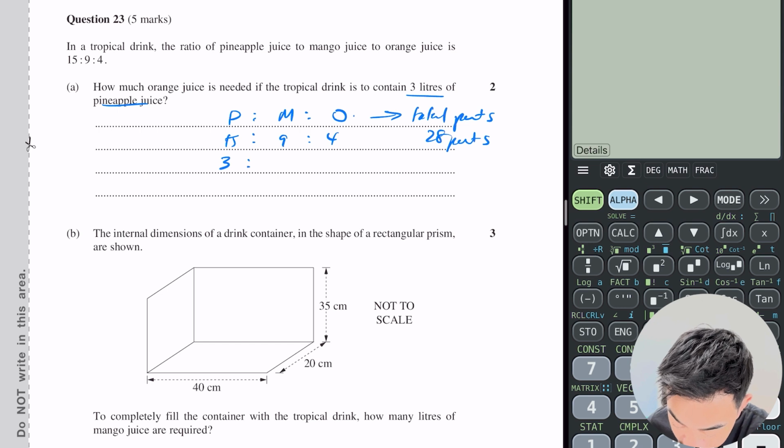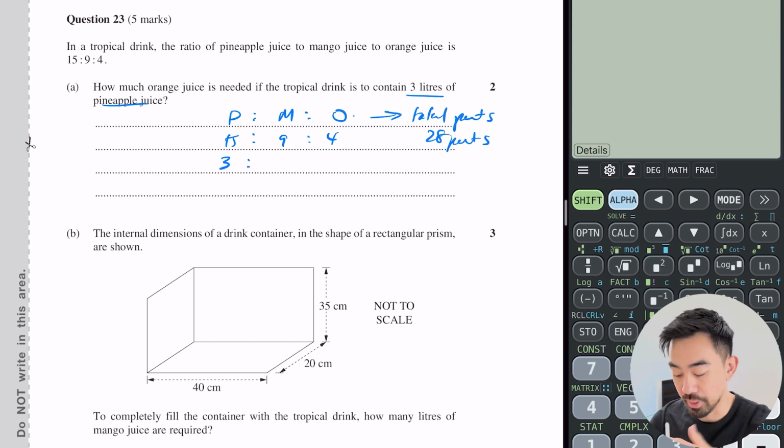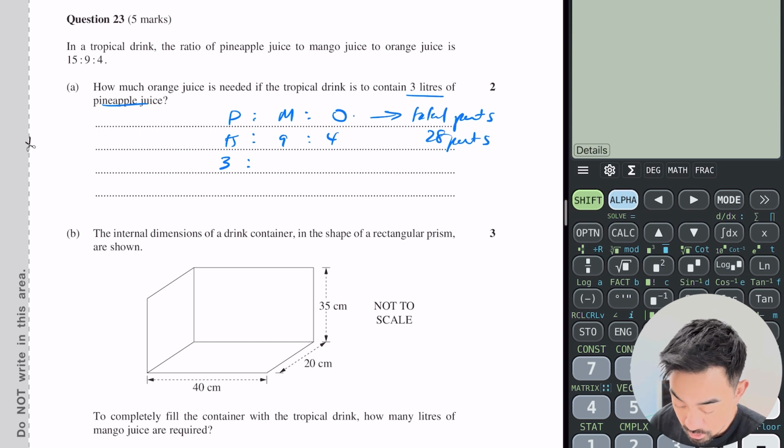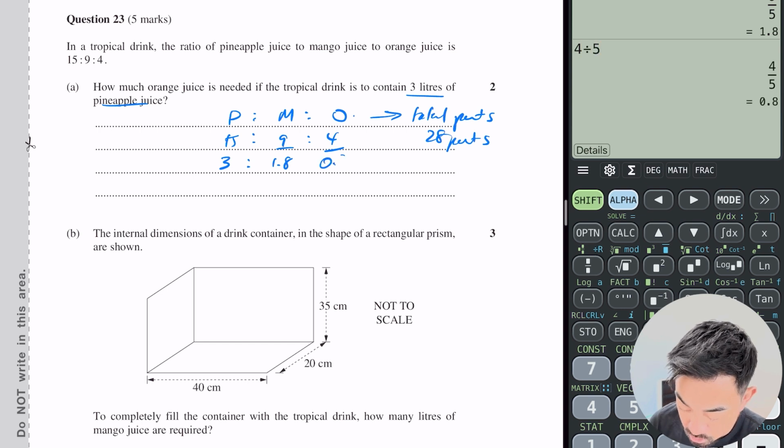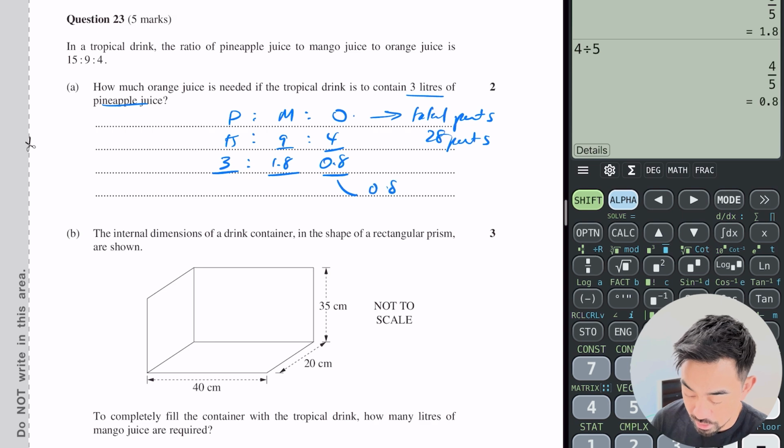Okay, so I need 3 liters of pineapple juice. In other words, I'm just trying to equate the ratios here. So 15 goes to 3 by dividing by 5. So I'm just going to divide all of these by 5 to get the ratio. 9 divided by 5 is 1.8, and then 4 divided by 5 is 0.8. So this is in liters, liters, and liters. So orange juice is 0.8 liters, or 800 mL.